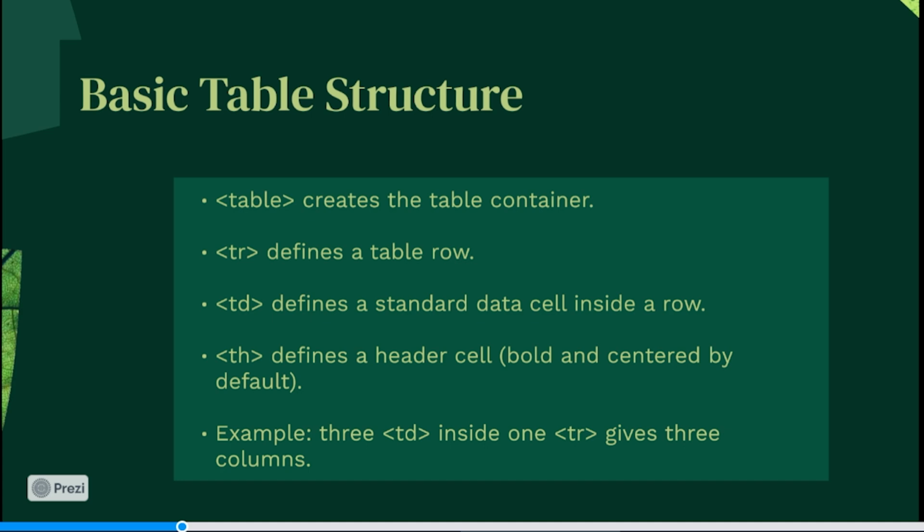This is the table structure. So we can use table row, table header, and table data, and it will create 3 columns in a row. It is simple, right?